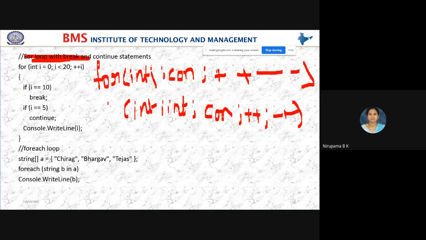Yes, here I have written the syntax. Here I have written two initializations, condition checking, increment and decrement. Just now I told you that you can include more than one initialization, and more than one increment or decrement. But whatever I have written, this is wrong.